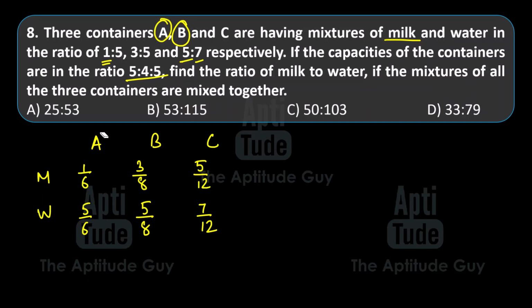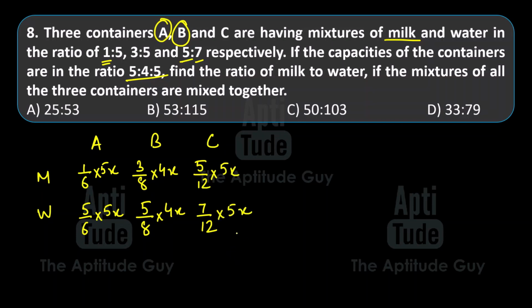So we can assume that container A has a capacity of 5x. So milk is 1/6 of 5x. Similarly, water also is 5/6 of 5x. Now B's capacity is 4x. So milk in container B is 3/8 of 4x, and water is 5/8 of 4x. Similarly, in C, the capacity is 5x, milk is 5/12 of 5x, and water is 7/12 of 5x.